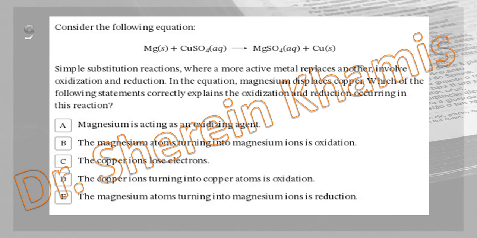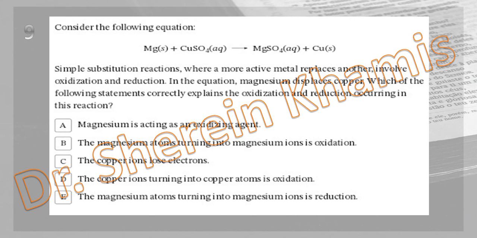Which of the following statements correctly explains the oxidation and reduction occurring in the reaction? Okay, we have here the more active metal replacing the less active one. So we have one that changes into a positive ion, which is magnesium, by losing electrons, and another one gaining electrons, which is copper, and it appears at the end of the reaction as a precipitate. So we have the choices here. Magnesium is acting as an oxidizing agent. Magnesium atoms turning into magnesium ions is oxidation. Copper ions lose electrons. Copper ions turning into copper atoms is oxidation.